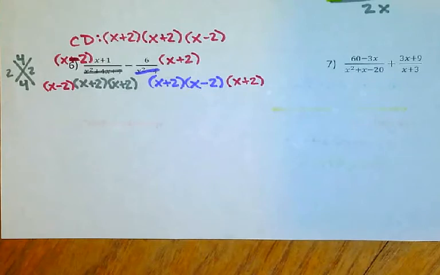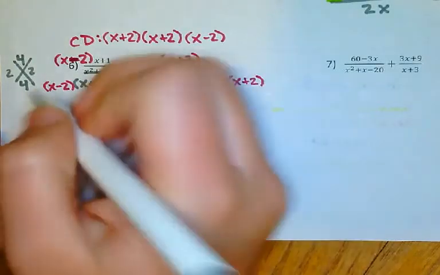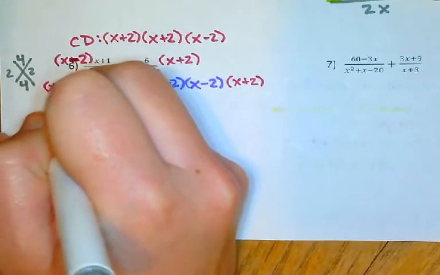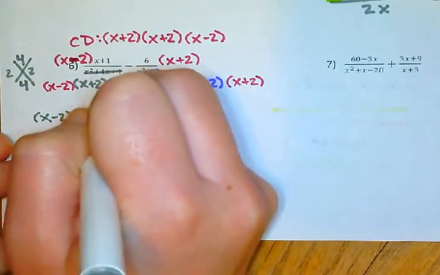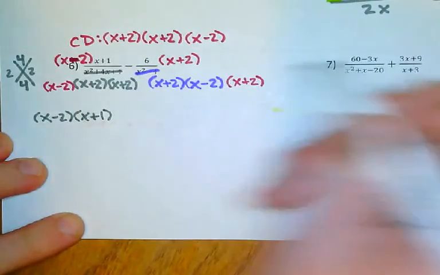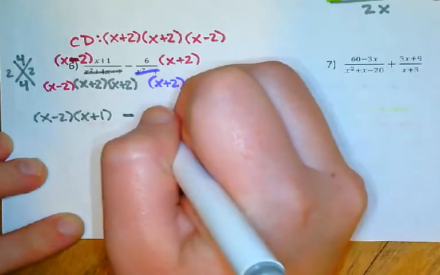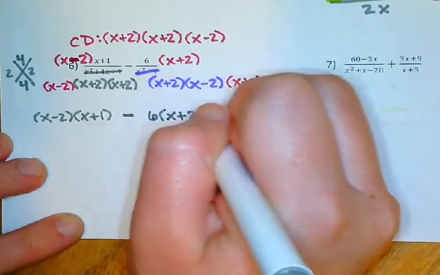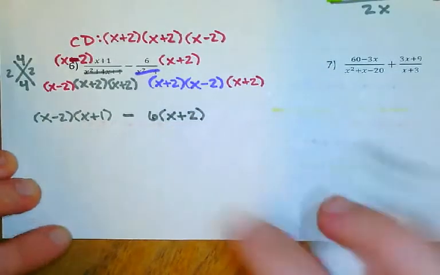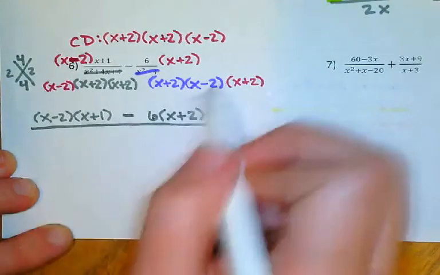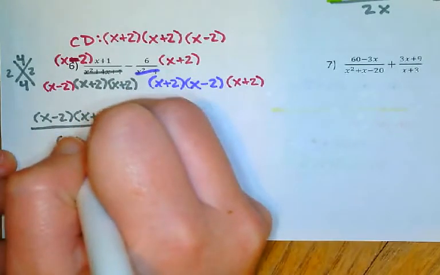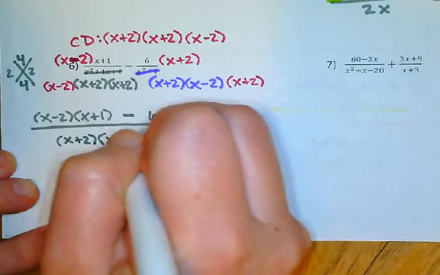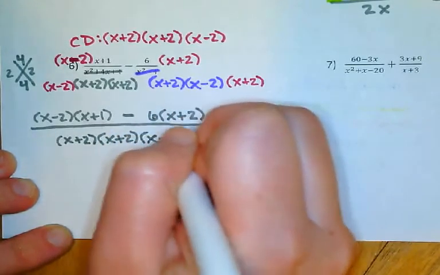What we need to do here, I'm going to go ahead and write this out so we can see this a little better. We're going to have x minus 2 times x plus 1, minus 6 times x plus 2. That's essentially what we have. And then it's all over our common denominator now of x plus 2, x plus 2, and x minus 2.